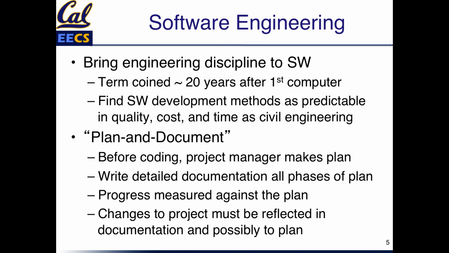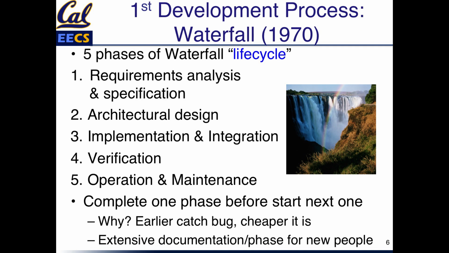So what we call plan and document collectively, and we'll give you 3 examples of those, is before anybody starts writing code, make a plan. That's the way you would build a bridge, so that's the way you should do software. You write detailed documentation for all phases of the plan, and then you measure progress against the plan. So you start building software. And then if you're going to have to make changes in the project, you should be making changes in the plan and the documentation.